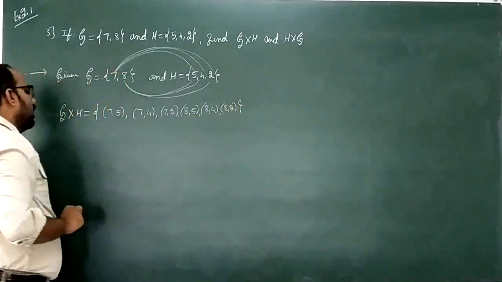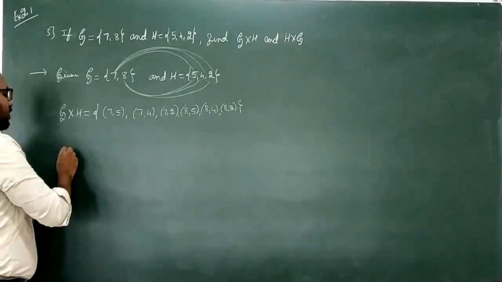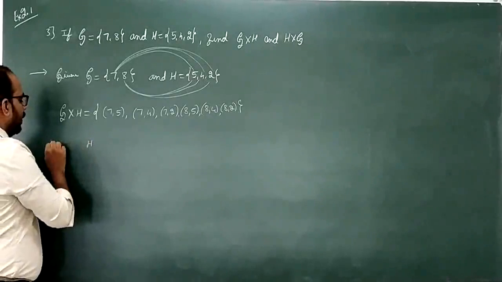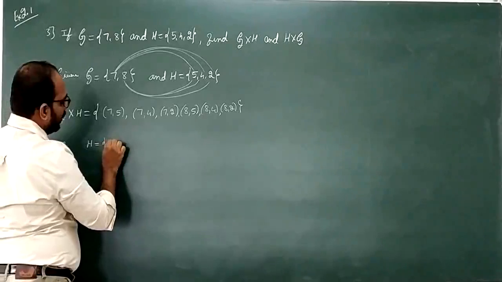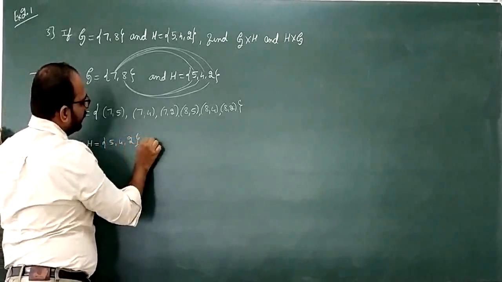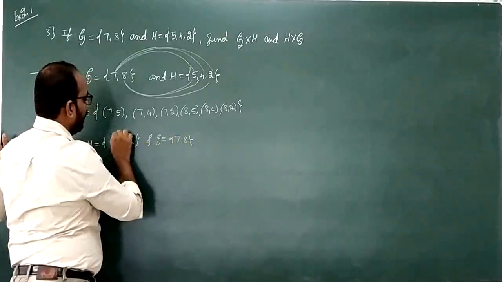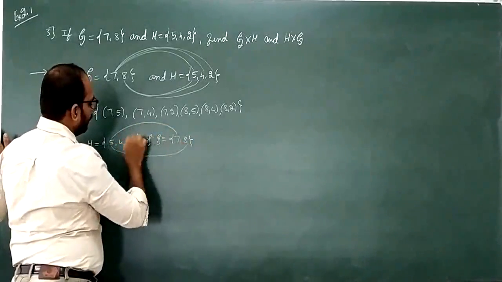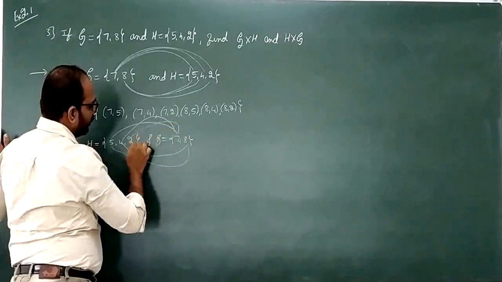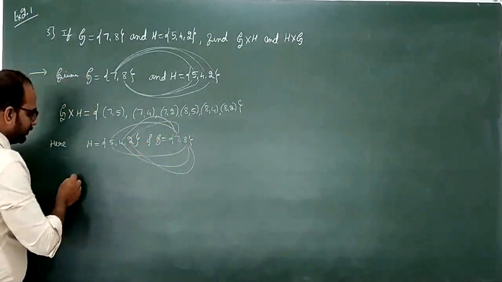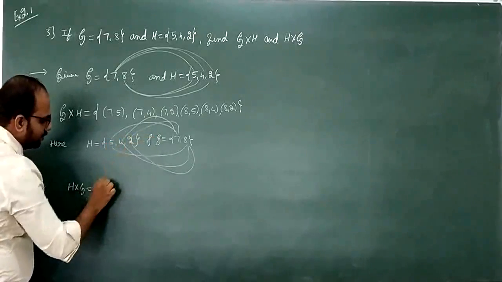This is the ordered pair of G and H. Now we have to calculate the ordered pairs of H comma G. Set H is equal to {5, 4, 2} and set G is equal to {7, 8}. Similarly, 5 comma 7, 5 comma 8, 4 comma 7, 4 comma 8, 2 comma 7, 2 comma 8, like that.